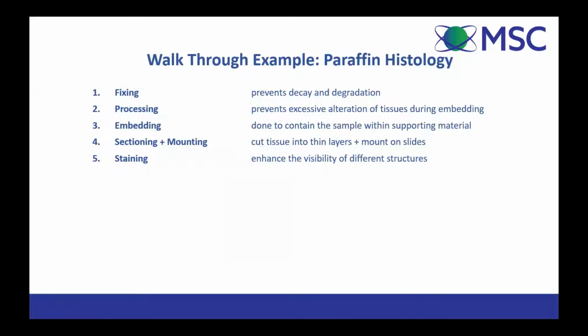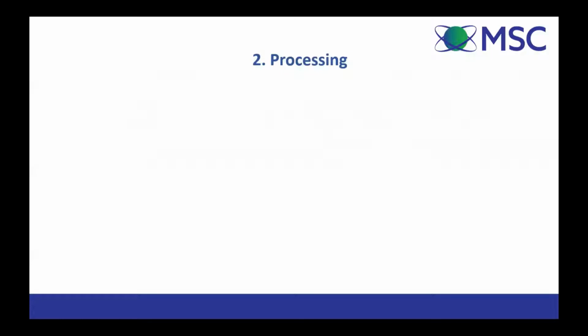So let's have a look through our walkthrough again. We've covered fixing, so now we can move on to processing. The aim of processing is to put your tissue into a supportive medium to allow for thin sections to be produced that can be stained.